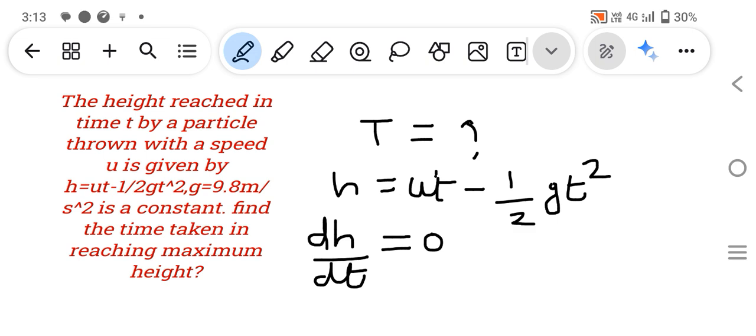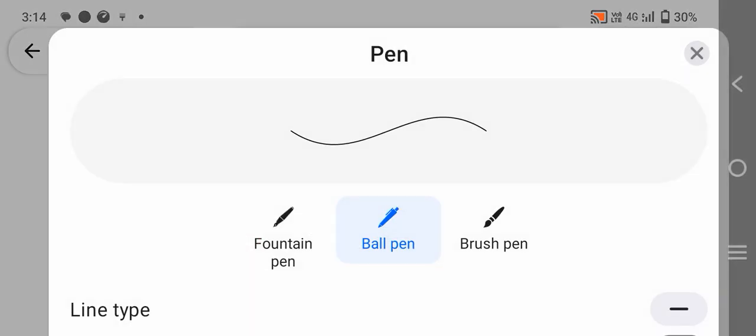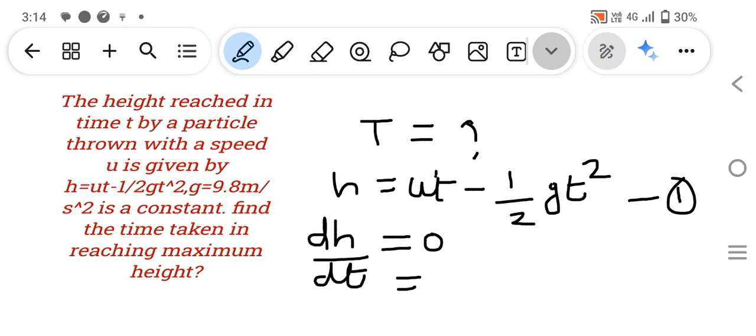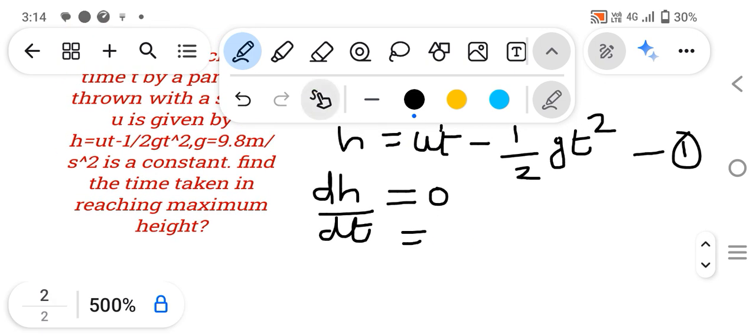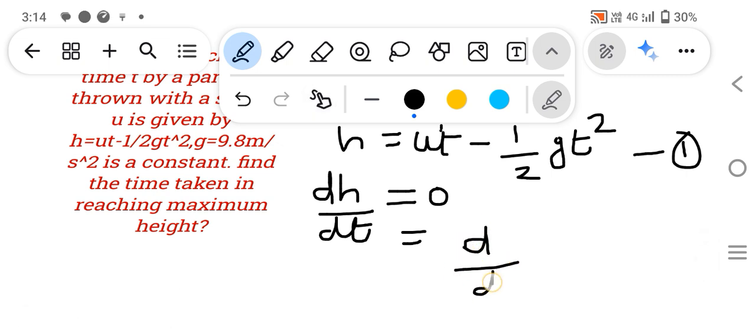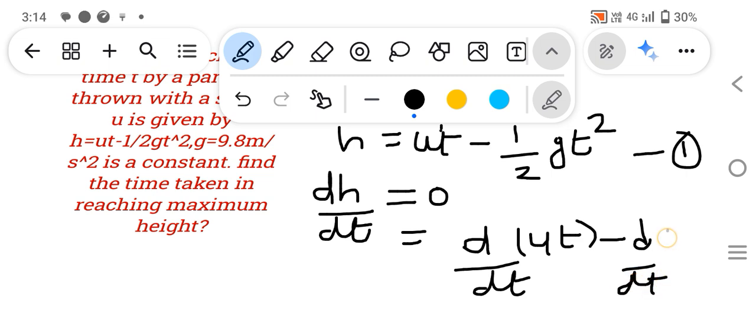Apply the derivative to this function. dh by dt is equal to 0. d by dt of h is d by dt of ut minus d by dt of half gt square. It is equal to 0.